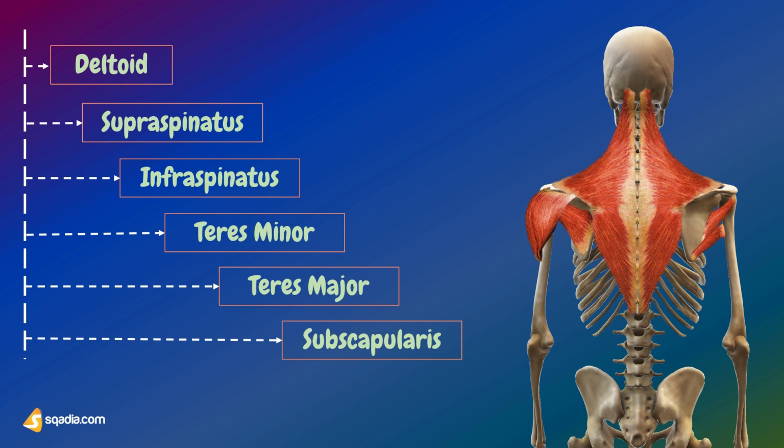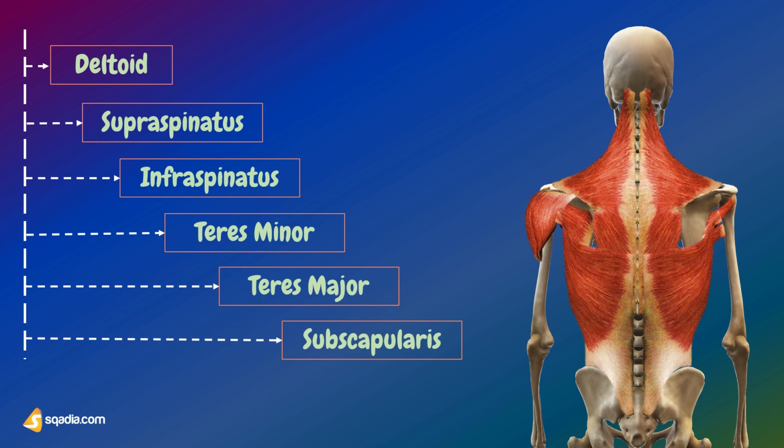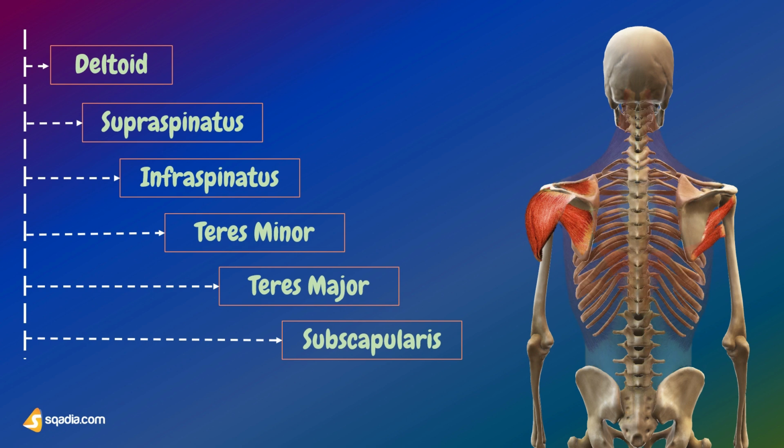Most of the muscles of the scapular region are covered by two of the muscles we discussed when we studied the back. These muscles are trapezius and latissimus dorsi. Let's jump into the details of these muscles and go through their origin, insertion, and action one by one. Starting with the deltoid muscle.